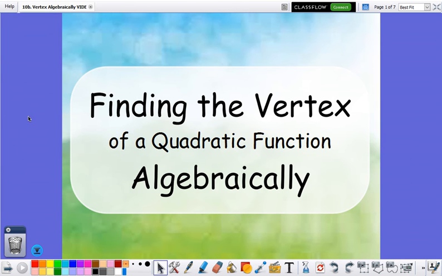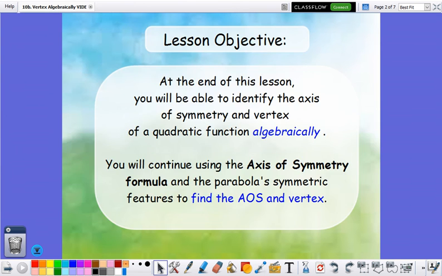Finding the vertex of a quadratic function algebraically. At the end of this lesson, you will be able to identify the axis of symmetry and the vertex algebraically. We're going to continue using the axis of symmetry formula and a parabola's symmetric features so that we can find the vertex.